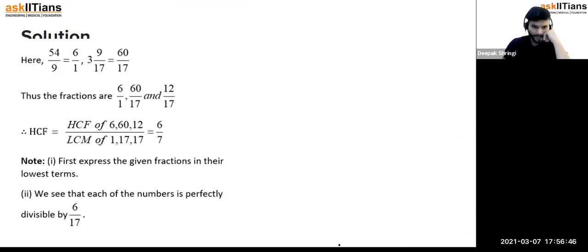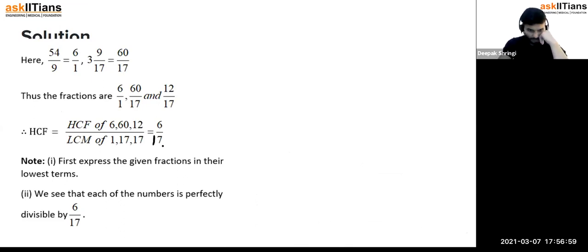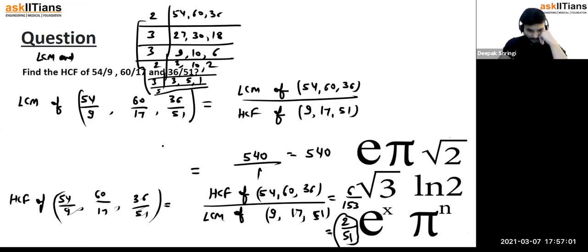Just a second guys, look, the LCM of this will come 17 here, right? I made a mistake here, but still the answer should be 6 by 17 for HCF. 6 by 17 should have been the answer. Just give me a second, okay? There is definitely some mistake. We need to see what the mistake could be.